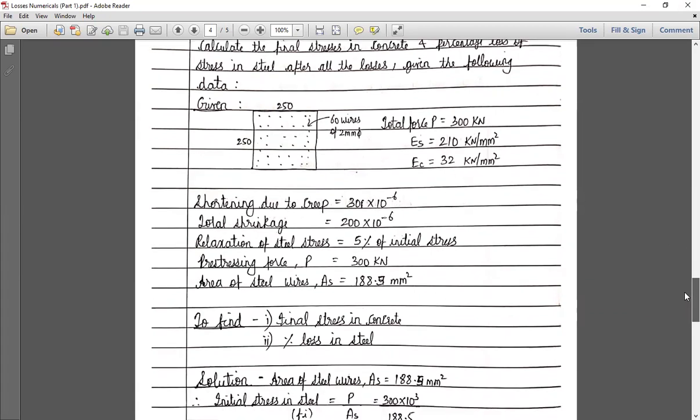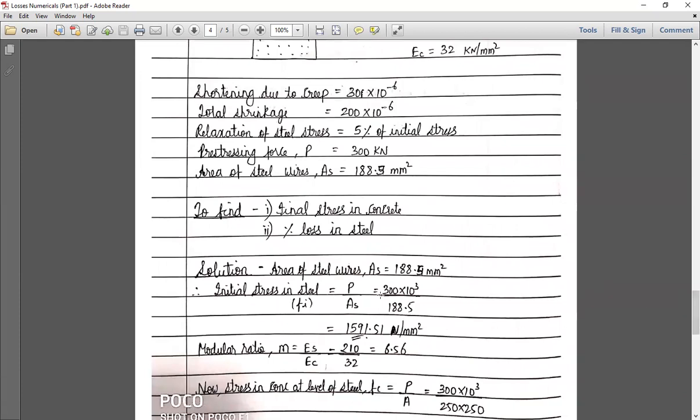So now let us start. Now area of steel is given to us, and with this, force is also given to us. Can we find out the initial stress? Yes, we can find out the initial stress: force upon area. So we got the initial stress Fi. Now similarly, the modular ratio Es and Ec is given to us, so we got the modular ratio.